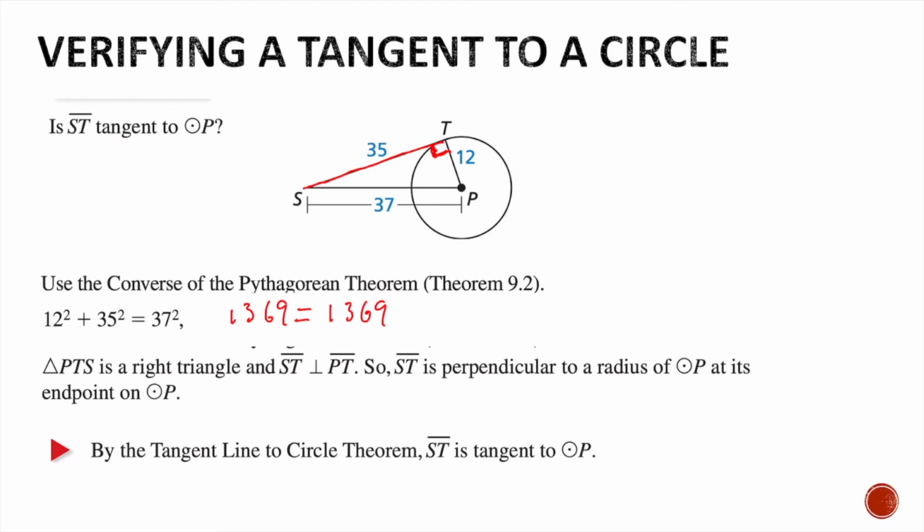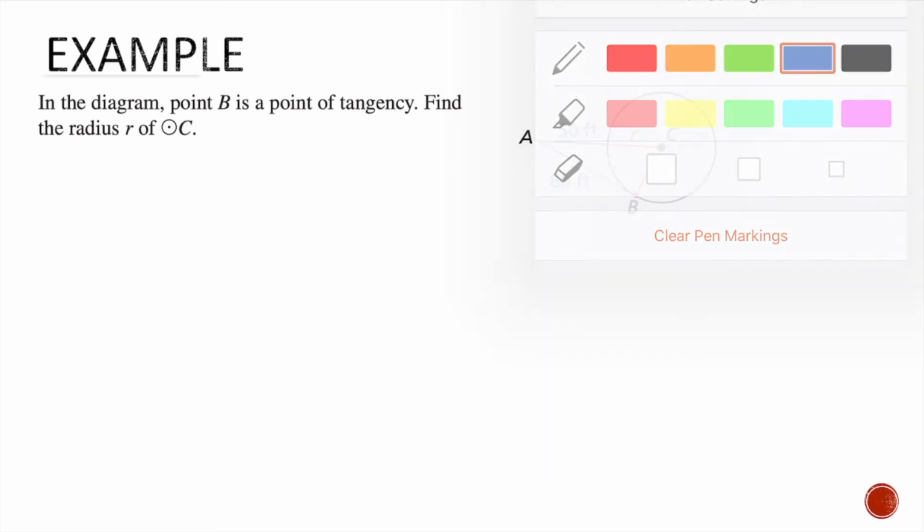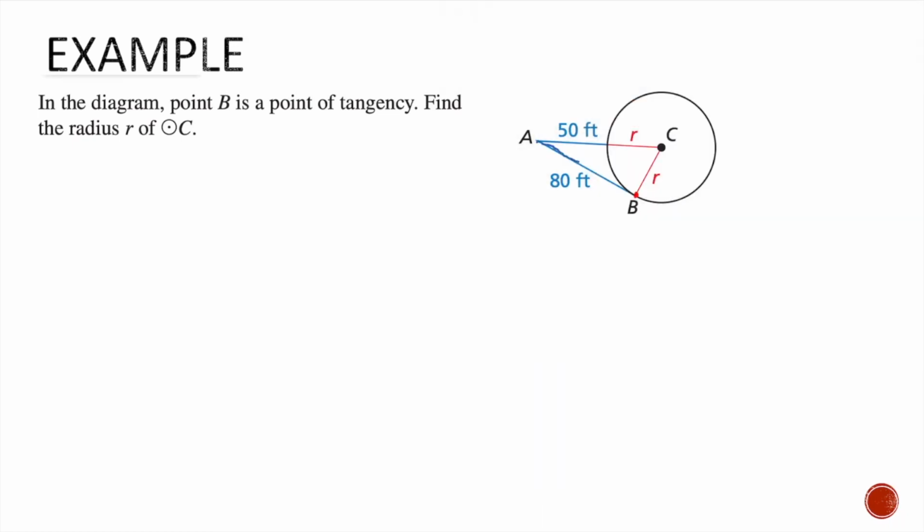Let's take a look at the next theorem. Oh, just kidding. Let's do one more example. Here we have a diagram. Point B is a point of tangency. That's very important. This is a point of tangency, which means, let's keep the colors consistent, that line segment AB is a tangent line. If it's a tangent line, then angle B is 90 degrees. Very, very important.